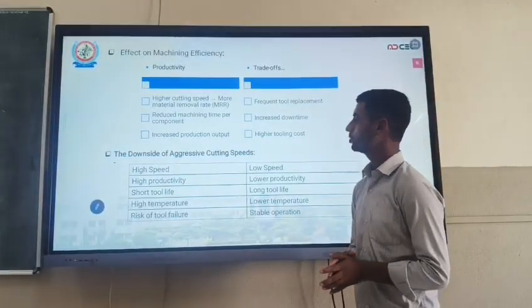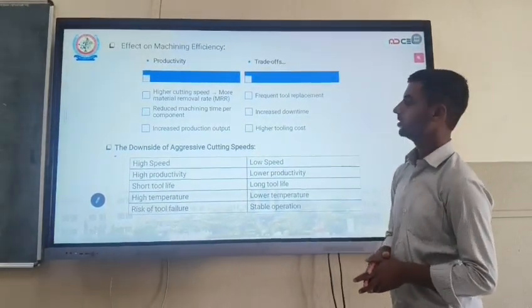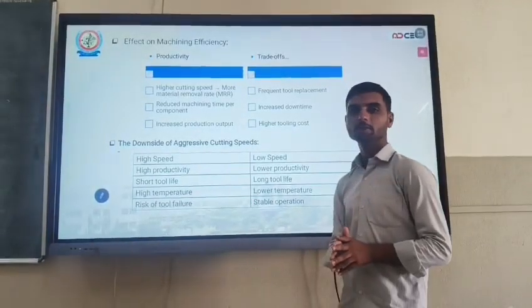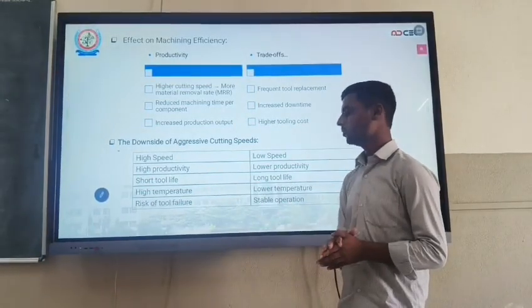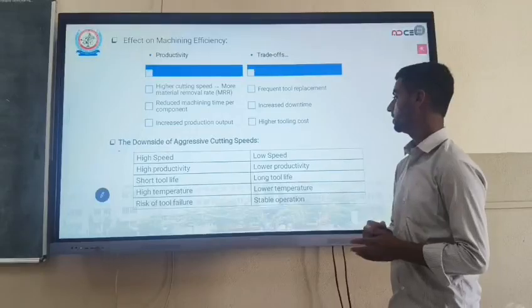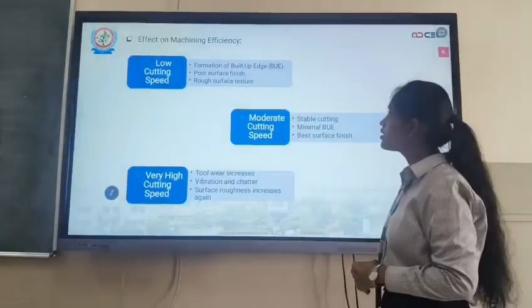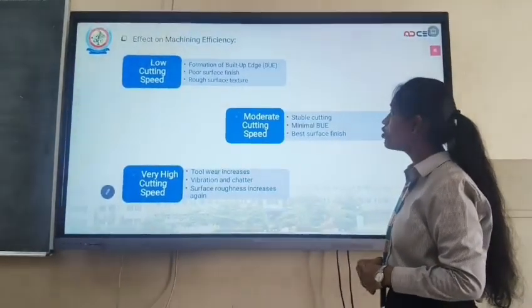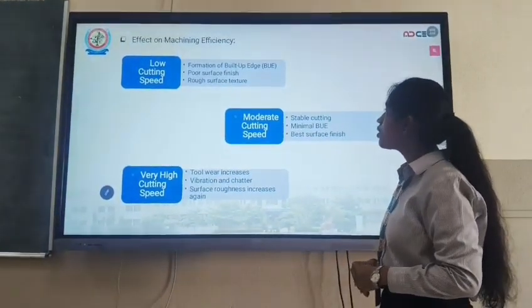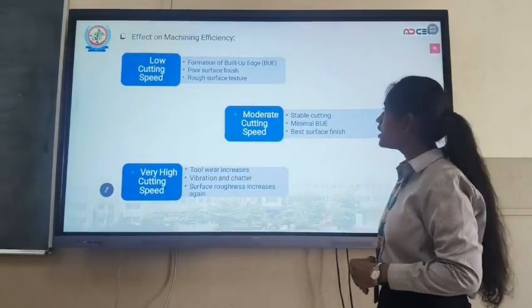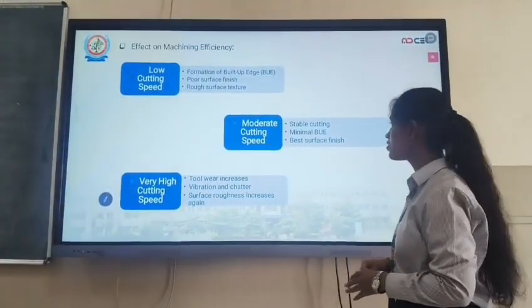It increases production output and productivity. Trade-offs: one is higher cutting speed, faster production. The downside of aggressive cutting speeds: high speed means high productivity, short tool life, high temperature, and risk of tool failure. Low speed means lower productivity, long tool life, lower temperature, and stable operation. Effect on surface finish. First is low cutting speed. What happens is the formation of built-up edge, poor surface finish, and a rough surface structure.